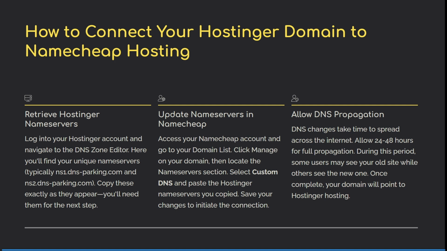Now you need to update your name servers in Namecheap. So access your Namecheap account and go to your domain list. Click Manage on your domain and then locate the name servers section. Select Custom DNS and paste the hosting name servers that you had previously copied. Save these changes and this will initiate the connection.